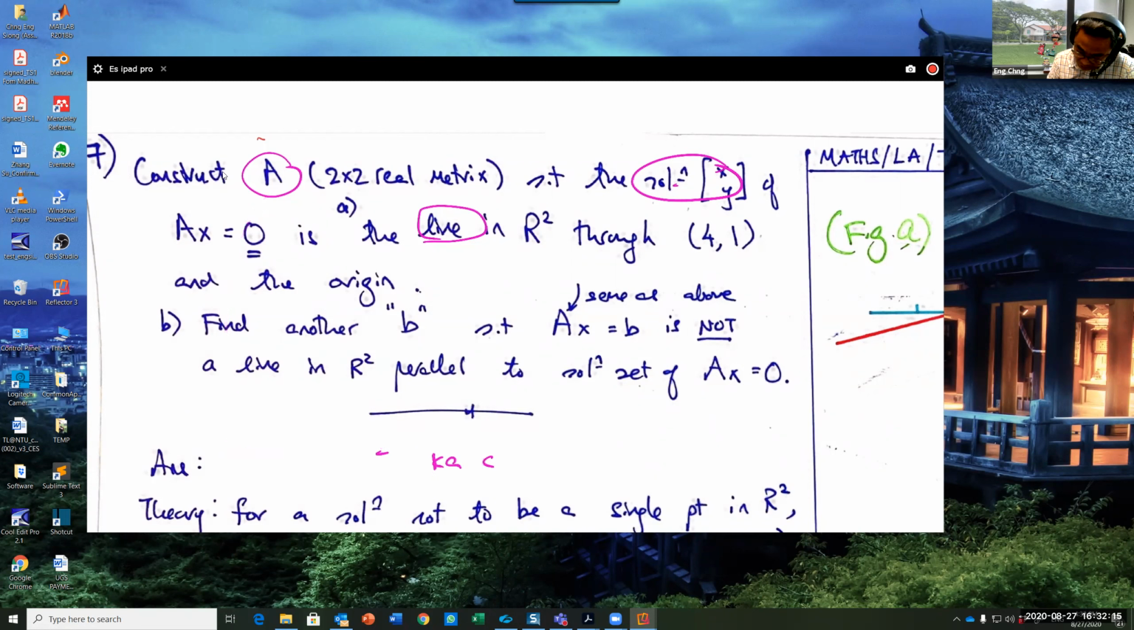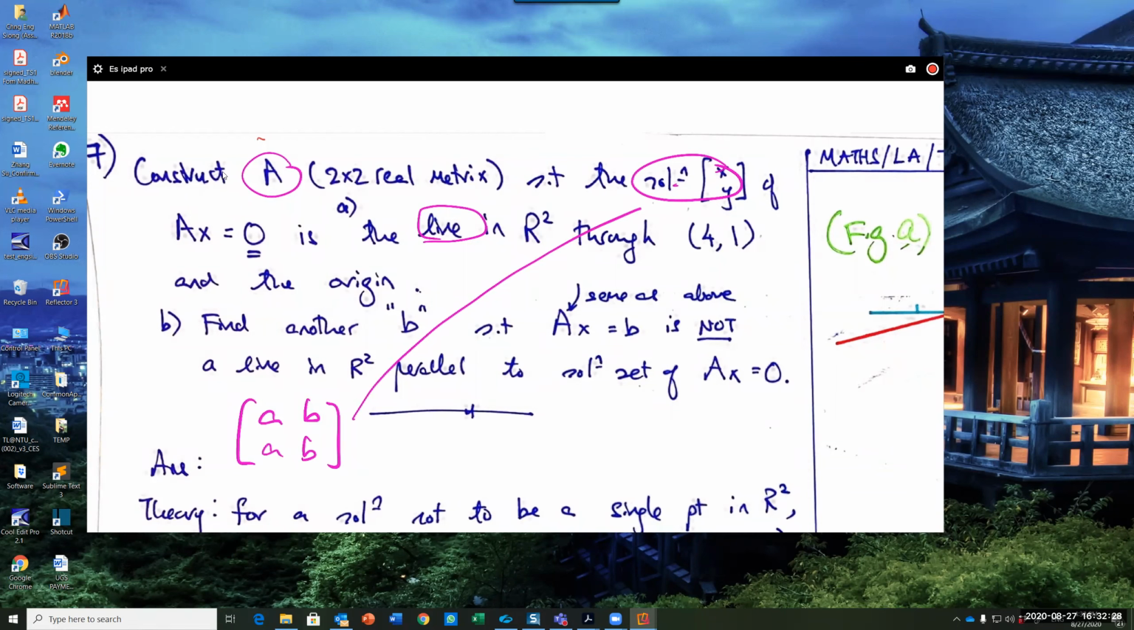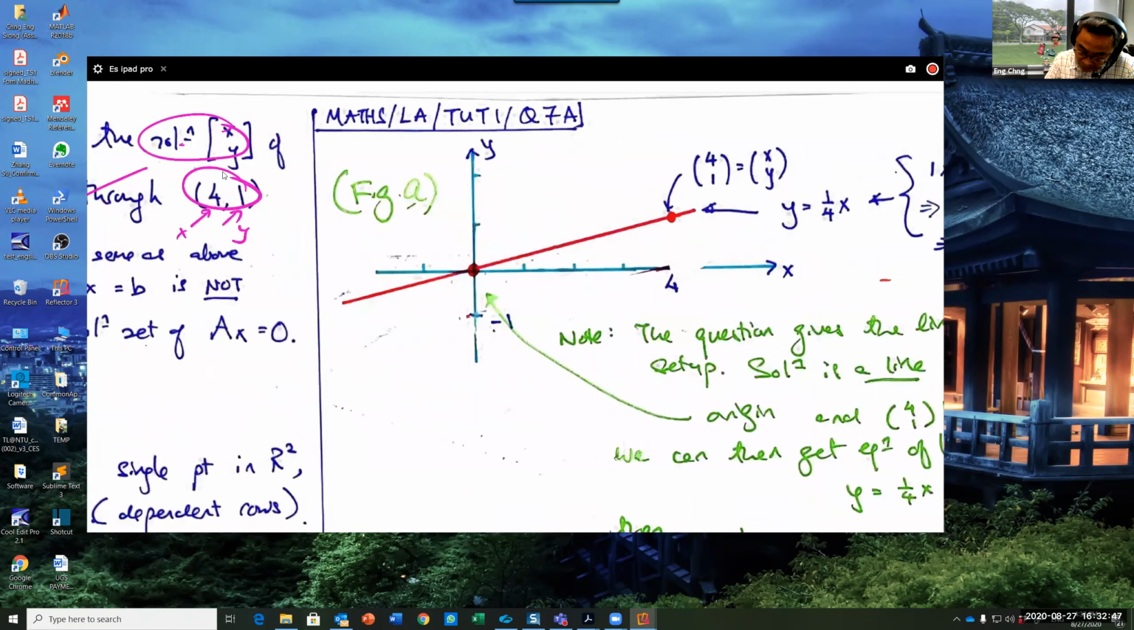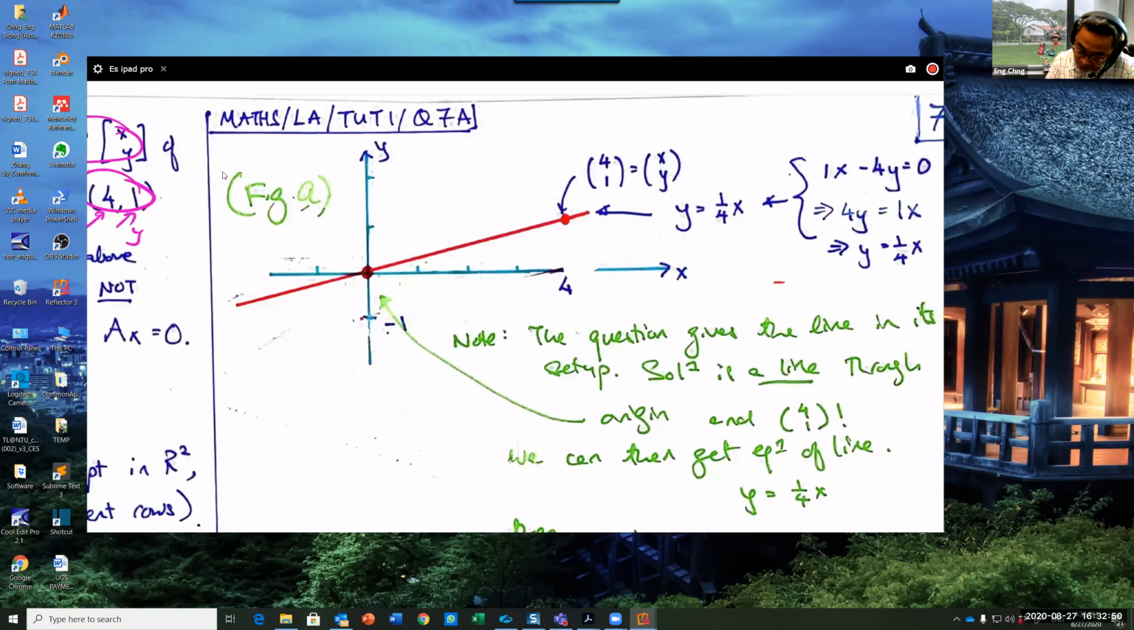Now, why is this so? So why does the matrix look like AB and AB? And it is because it says that the solution is a line. All right. Now, but we don't care about this first. Let's go through that the line goes through 4 by 1, x equals 4, y equals 1, and the origin, which is 0, 0, so which is on the left-hand side. So let us study a line that goes through the origin and 4, 1.